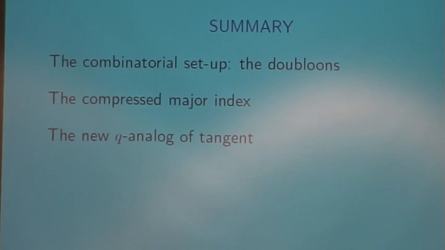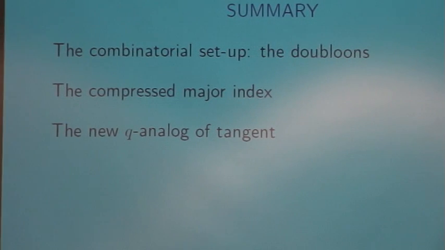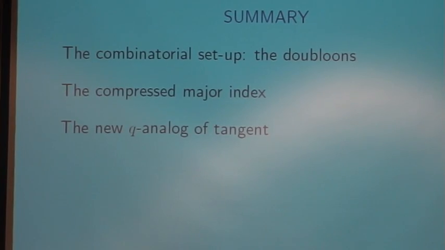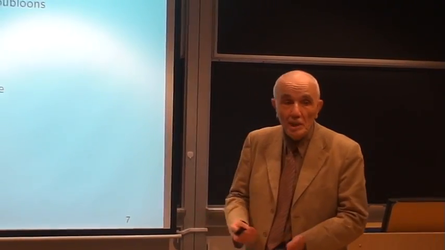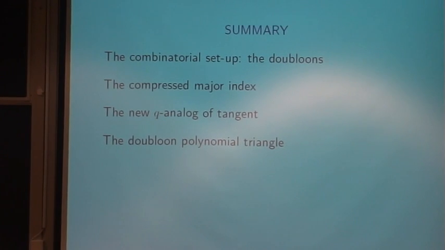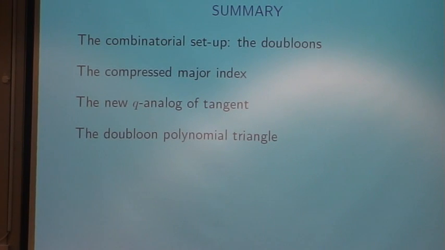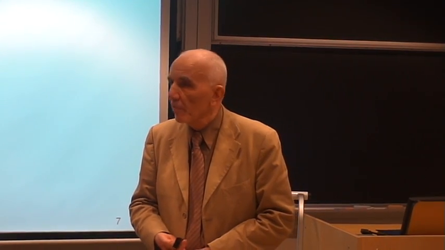Then I will speak on the Q analog of tangent. I'm going to repeat what a tangent number is, and what a Q tangent means if it had existed in mathematics already. Next, that's quite much, I don't know if I'm going to cover all this, to discuss the Doubloon polynomial triangle, because it's a triangle of polynomials, and special values of those polynomials refer to classical triangles that have been studied by people before.